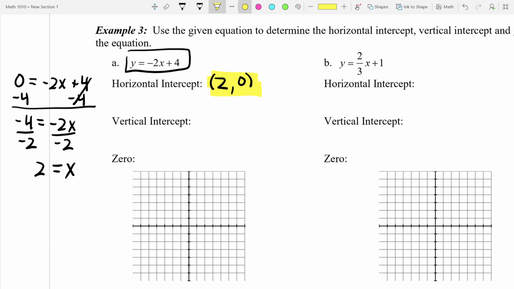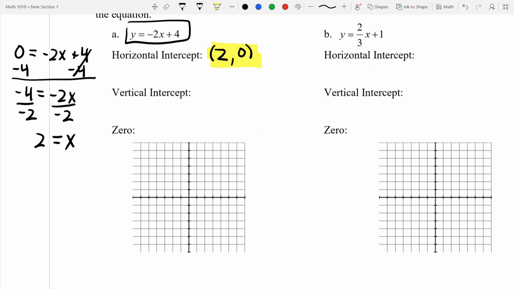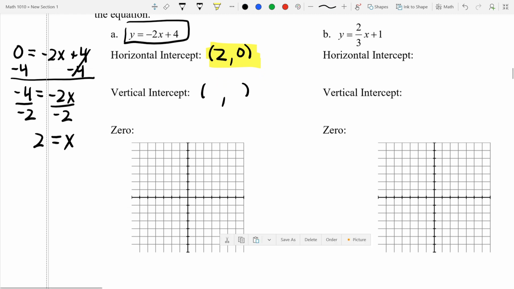Okay? Everybody in the room, talk to me. Vertical intercept. Is that an x-intercept or a y-intercept? To y. So I'm going to let what be what? X be a 0. Remember the vertical intercept, you guys, is always just right there. It's what the b is. So it's (0, 4), and we're done.